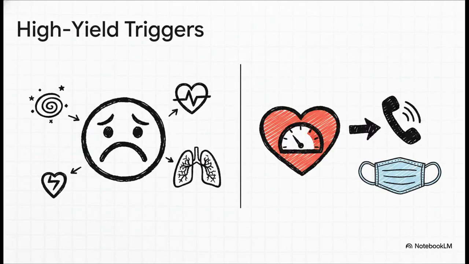Now the high-yield exam triggers. For aortic stenosis, you absolutely have to know this sad triad: syncope, angina, dyspnea. If your patient has any one of those, it's game time. For mitral regurgitation, that magic number is 60%. If the ejection fraction drops below 60, the ventricle is failing. That's your cue. You call the surgeon.